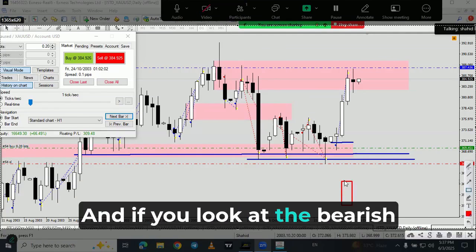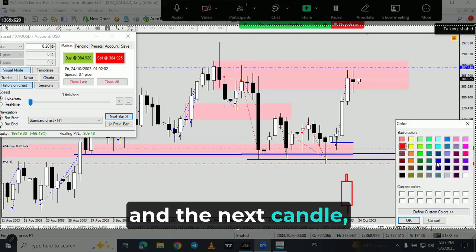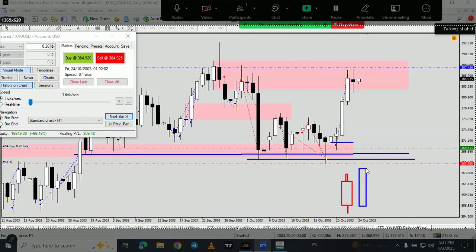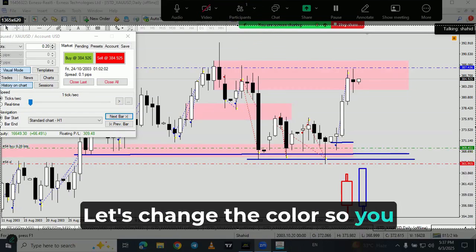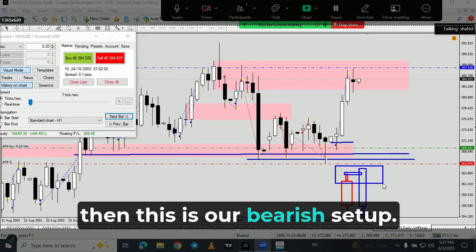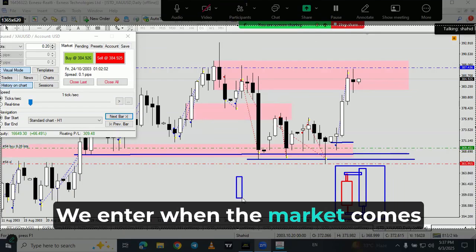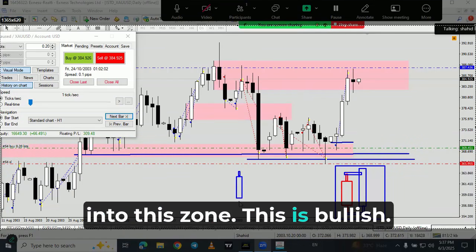And if you look at the bearish case, similarly there is a bullish candle and the next candle, meaning this one, is bearish. Let's change the color so you can see how it engulfs. If it's below this low, then this is our bearish setup. This is the bullish setup. How do we enter? We enter when the market comes into this zone. This is bullish.